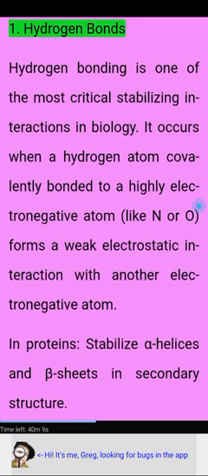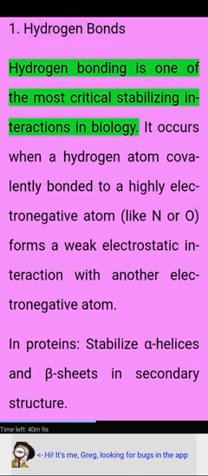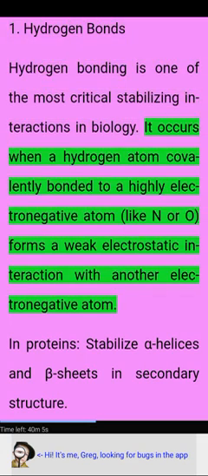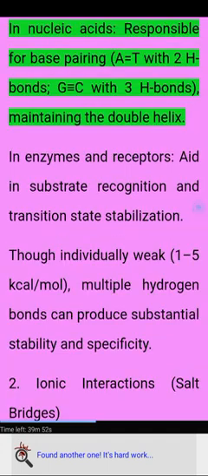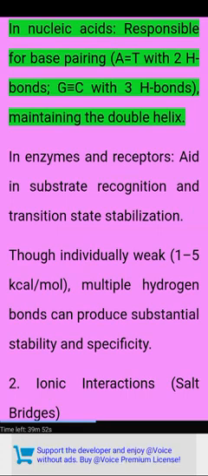1. Hydrogen bonds. Hydrogen bonding is one of the most critical stabilizing interactions in biology. It occurs when a hydrogen atom covalently bonded to a highly electronegative atom, like N or O, forms a weak electrostatic interaction with another electronegative atom. In proteins, they stabilize alpha helices and beta sheets in secondary structure. In nucleic acids, they are responsible for base pairing: A=T with 2 H bonds, G≡C with 3 H bonds, maintaining the double helix.